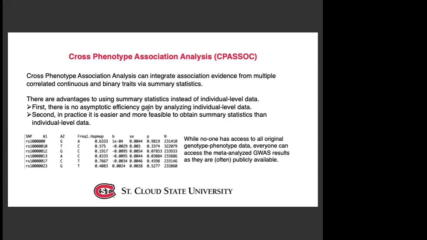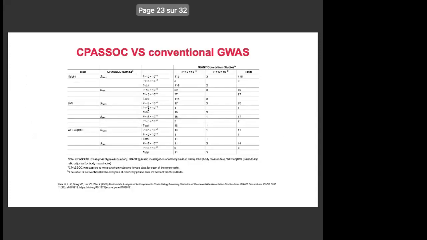So the method I use is called cross-phenotype association analysis. We use summary statistics instead of individual level data, and then we just meta-analyze those data. Because we combine multiple phenotypes together, that will increase power. Okay. So this is a comparison of using cross-phenotype association analysis versus conventional GWAS. We can see that our method can identify more genetic variants than the conventional GWAS study.